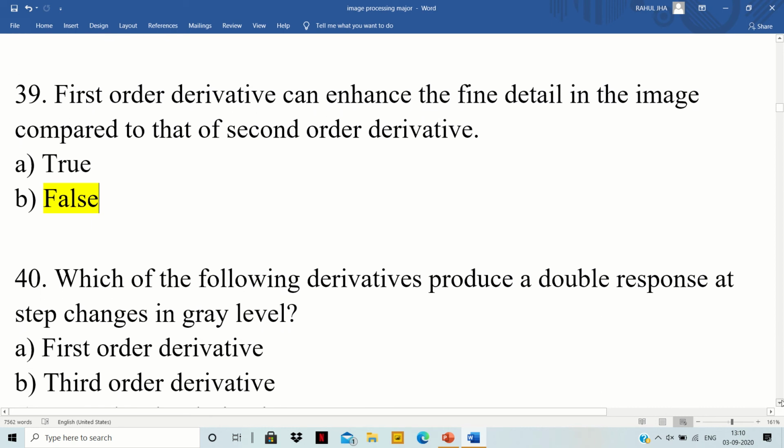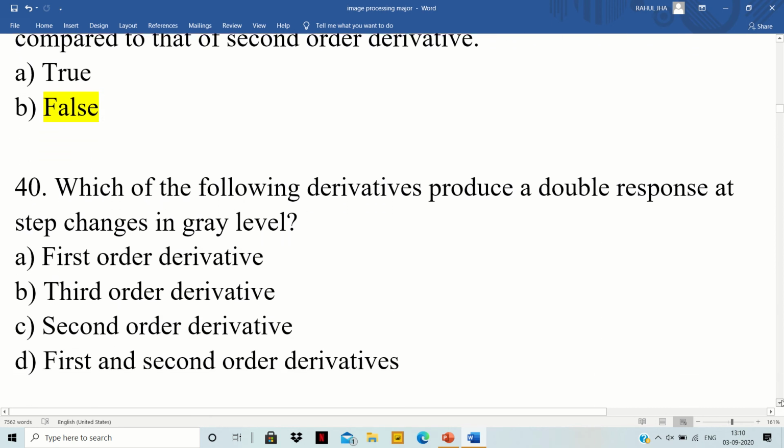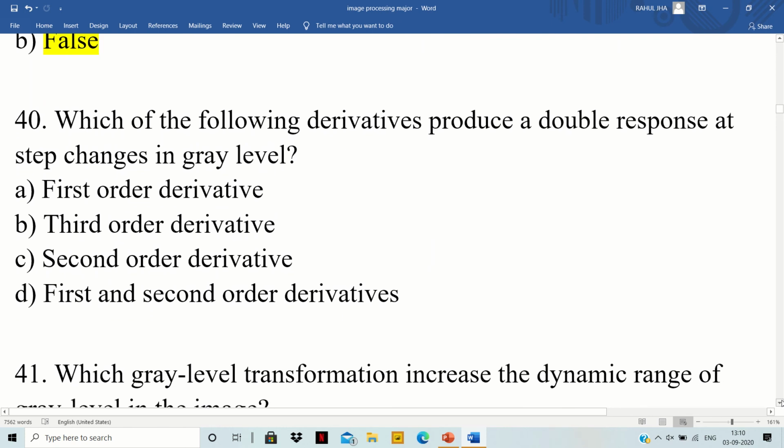Which of the following derivatives produce a double response at step changes in gray level? First order derivative, third order derivative, second order derivative, and first and second order derivative. Which of the following produce a double response at step changes in gray level? So the right answer will be second order derivative.